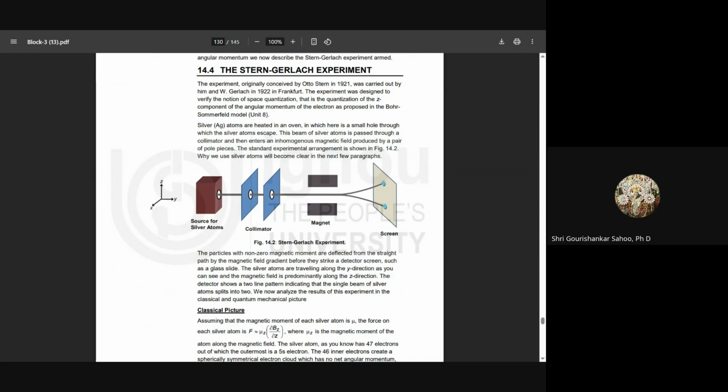Silver atoms are heated in an oven in which there is a small hole through which the silver atoms escape. The beam of silver atoms is passed through a collimator and then enters an inhomogeneous magnetic field produced by a pair of pole pieces. The standard experimental arrangement is shown on the screen. You can see it. So here there is a source for silver atoms, then a collimator, then a magnet, then the screen you can see. One in the up, one in the down.